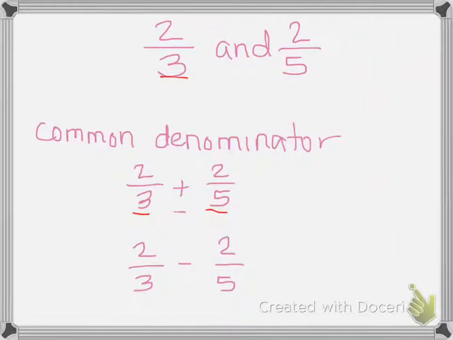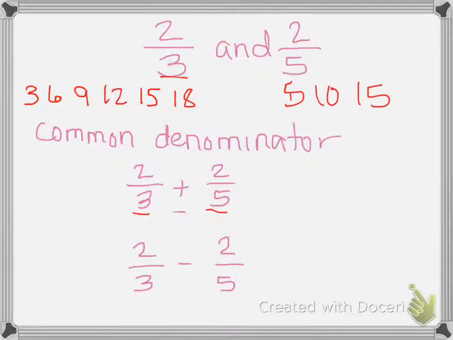Number 1 says find a common denominator for 2/3 and 2/5 and then solve the problem. So first, in order to find a common denominator, we have to list our multiples. Multiples of 3: 6, 9, 12, 15, 18, and then our multiples of 5: 10, 15, 20. So we have to see which one matches. If we look here, we have 15 and we have 15.